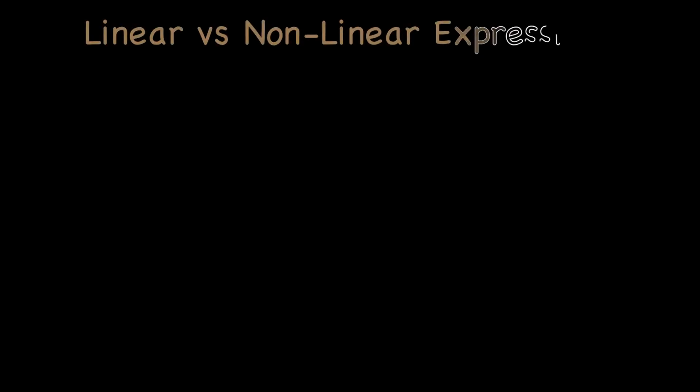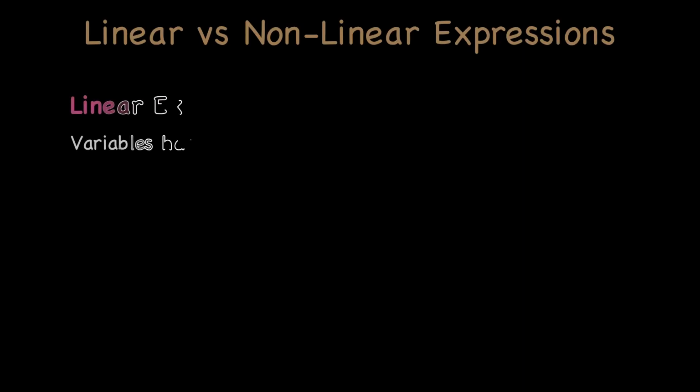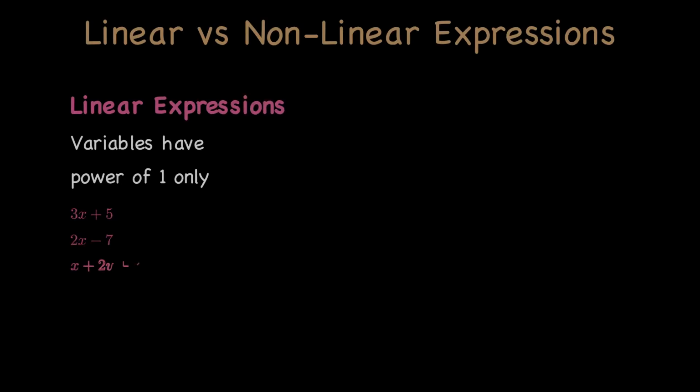Now let's learn about 2 types of expressions, linear and nonlinear. This is important to understand as we continue with algebra. Linear expressions are expressions where all variables have a power of 1. For example, 3x plus 5, 2x minus 7, and x plus 2y plus 3. All these are linear because the variables are just x or y, not x squared or x cubed.